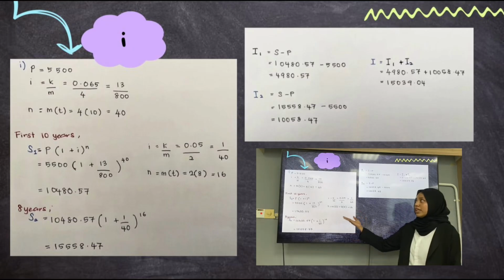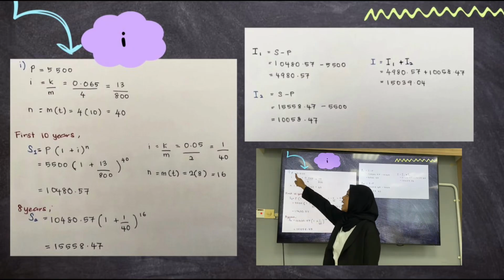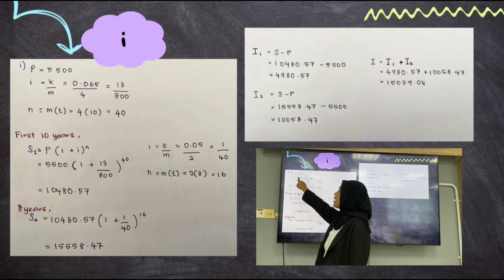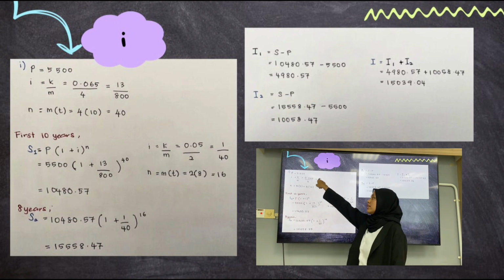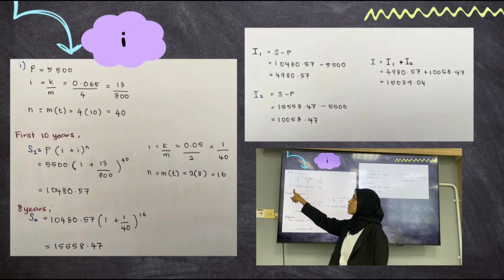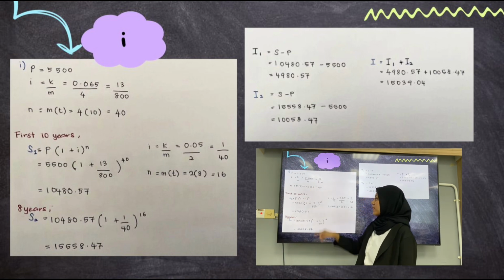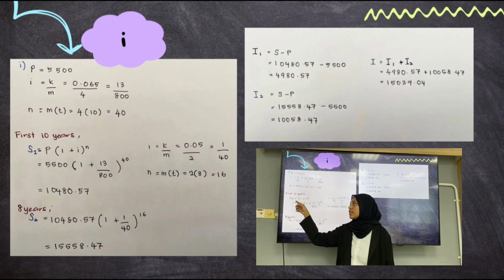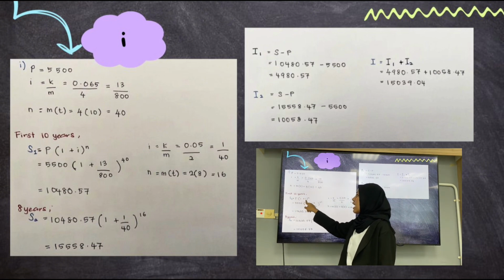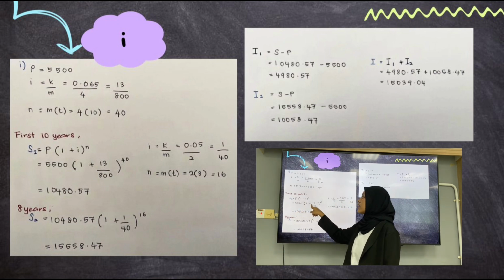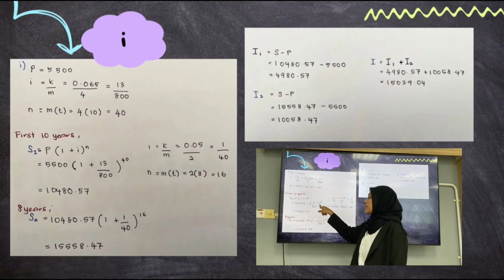Okay, for part 1, question 1, this is the question. We need to calculate the total interest. So P equals 5,500, i equals k over m equals 0.065 over 4 equals 13 over 800. So n equals m multiplied by t equals 4 multiplied by 10 equals 40. So for the first 10 years, we need to find S1, which is P(1 + i)^n, 5,500(1 + 13/800)^40.